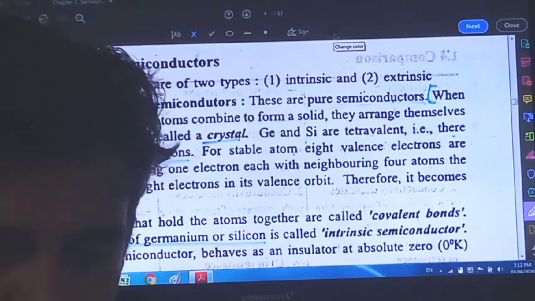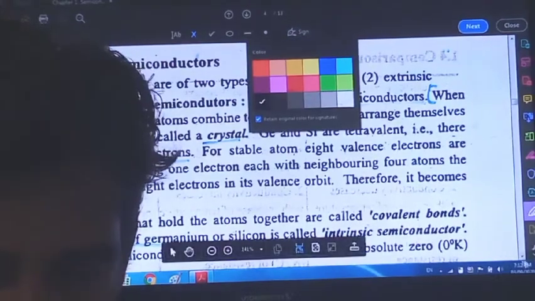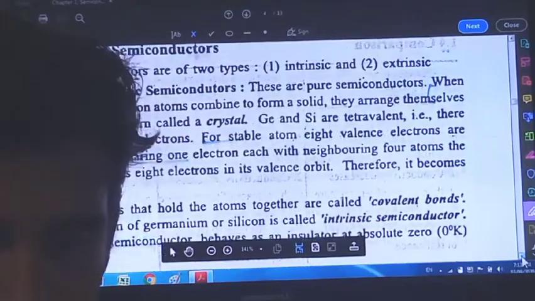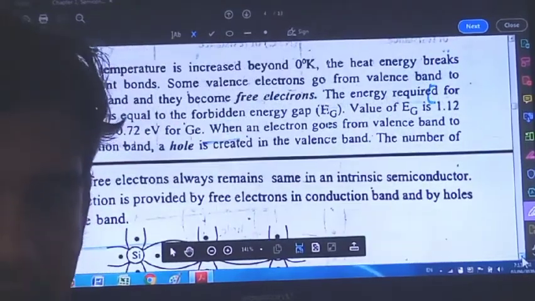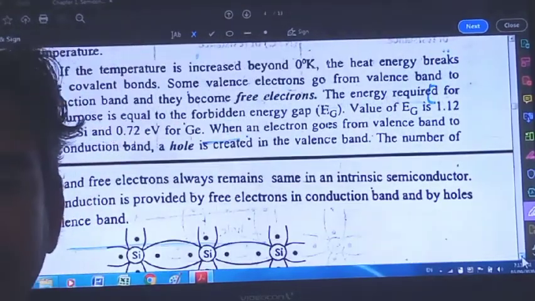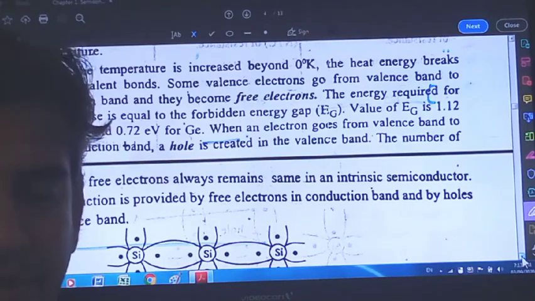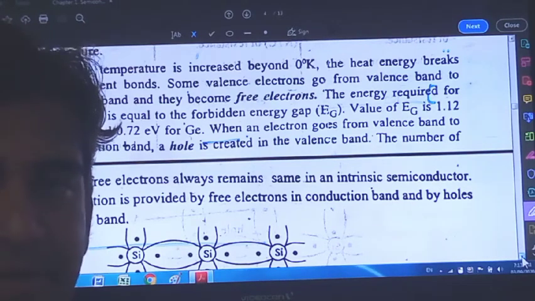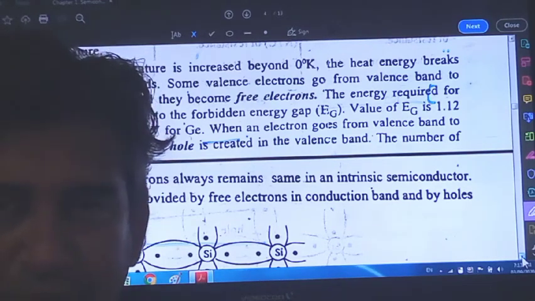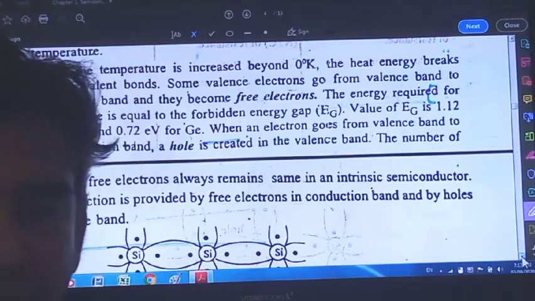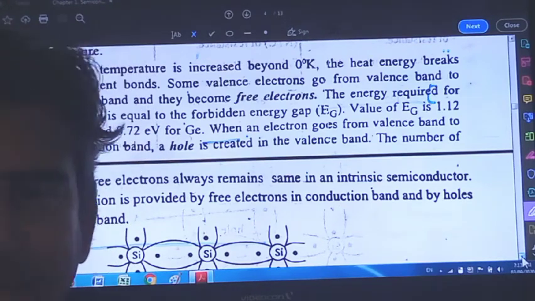Then, if the temperature increases beyond 0 degree Kelvin, what is the temperature? That is a 0 degree temperature. The heat energy breaks the covalent bond.